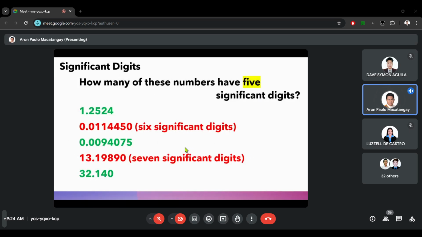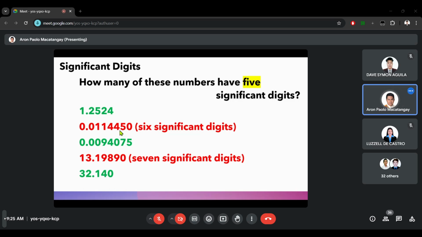Okay, so last week, Sunday, before the class ended, I gave you five numbers and asked you how many of those numbers have five significant digits. Okay, so the correct answer should be three. Why? Out of these five numbers, the first number, 1.2524, I think there's no confusion here. This has five significant digits because all the digits are non-zero.